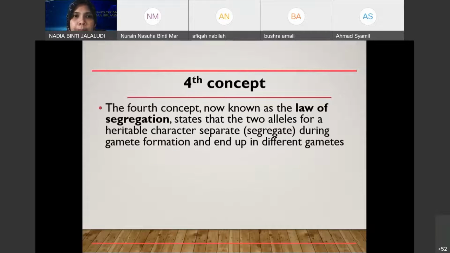And the fourth concept, now known as the law of segregation, states that the 2 alleles for a heritable character separate or segregate during gamete formation and end up in different gametes. So dikatakan 2 alleles tu dia akan segregate. Segregate tu maksudnya dia berpisah lah. Dia separate during gamete formation and end up in different gametes. Nanti kita tengok dalam meiosis macam mana.